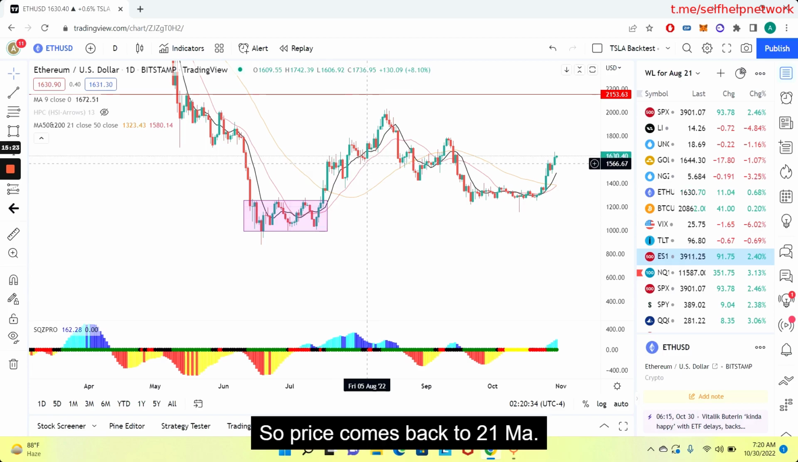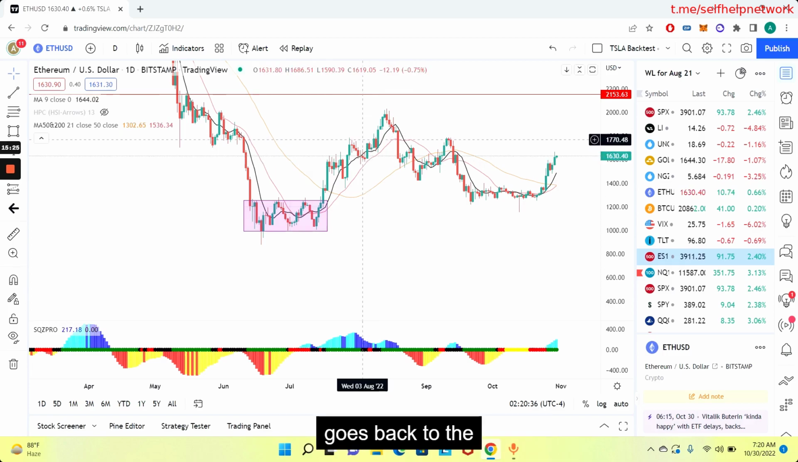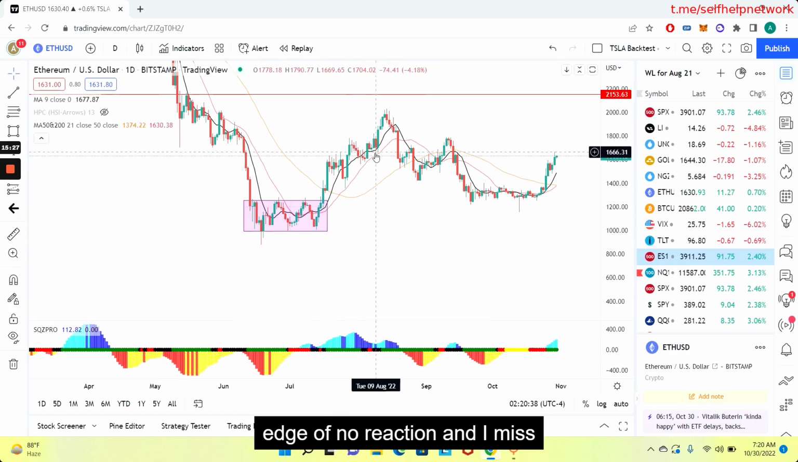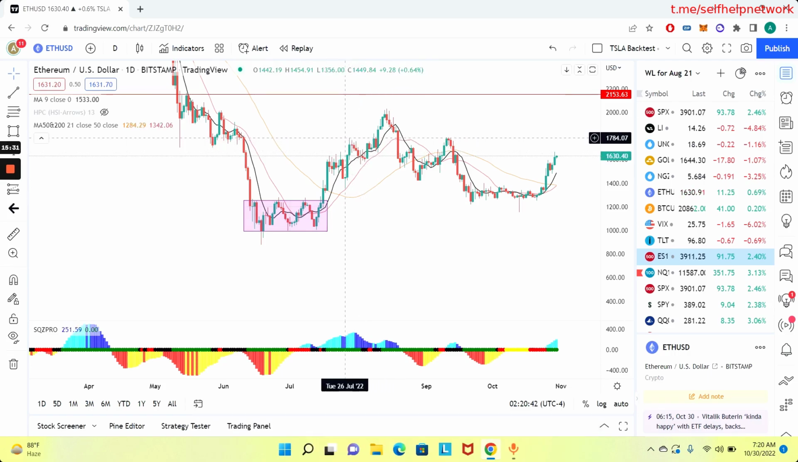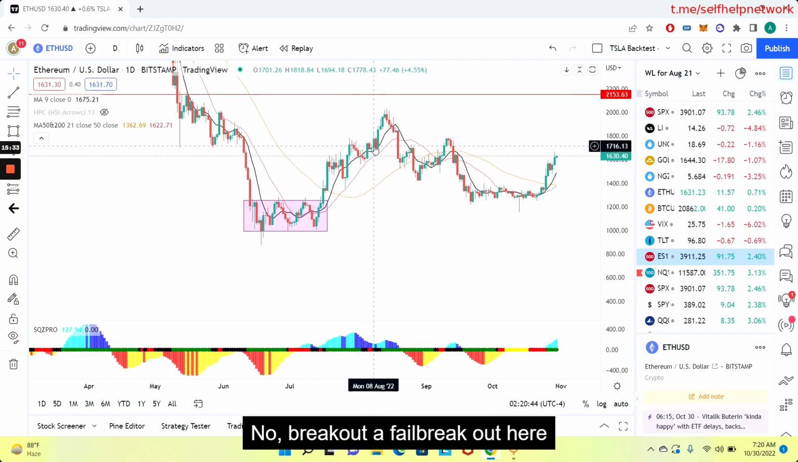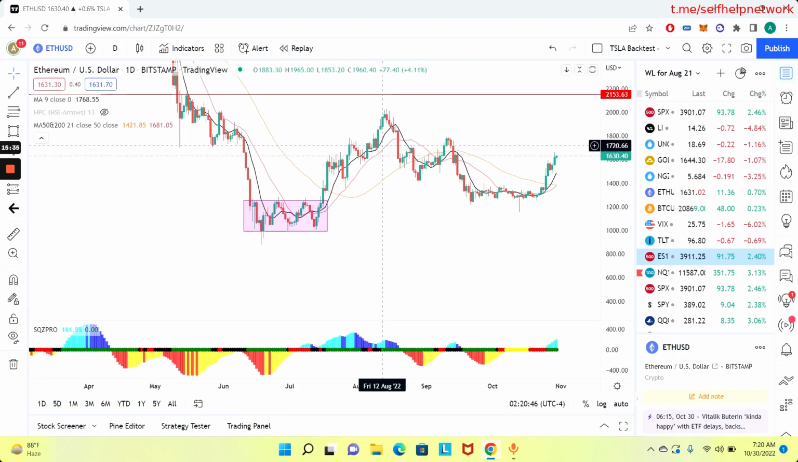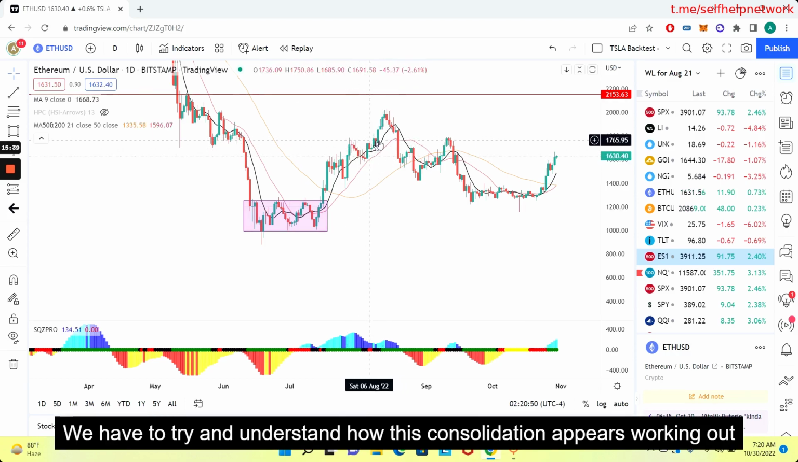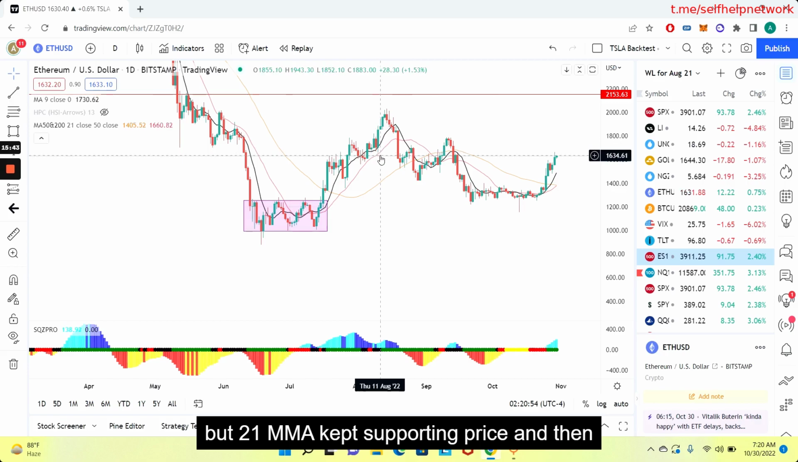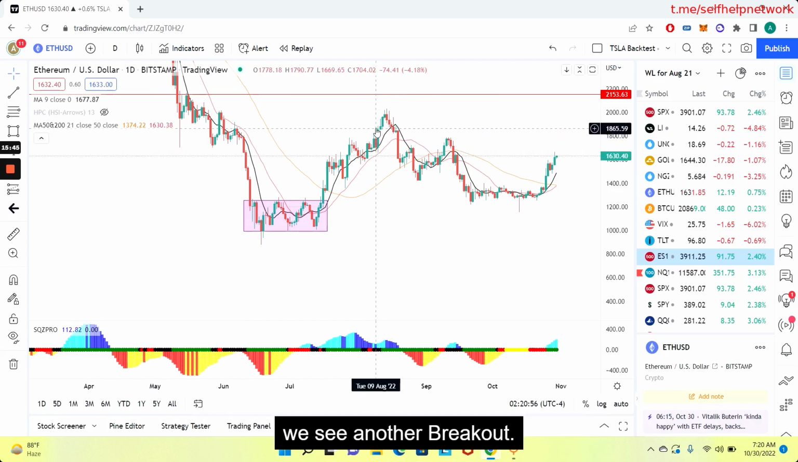So price comes back to the 21 MA, goes back to the edge of no reaction in 9 MA, goes back to the edge of the recent highs, no breakout, a failed breakout here, comes back to the 21 MA, goes back. So we know this is a consolidation period, so we have to try and understand how this consolidation period is working out. But 21 MA kept supporting price, and then we see another breakout.